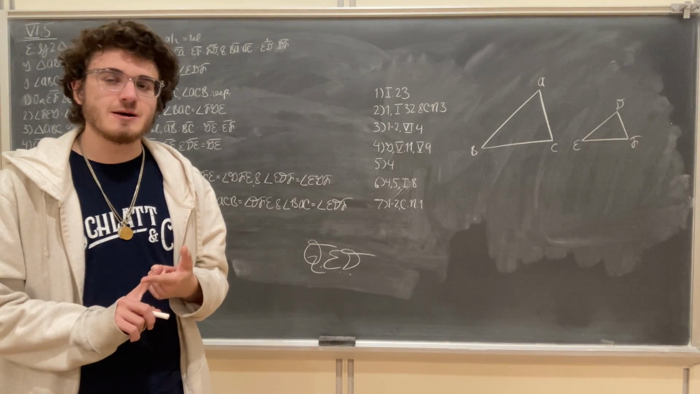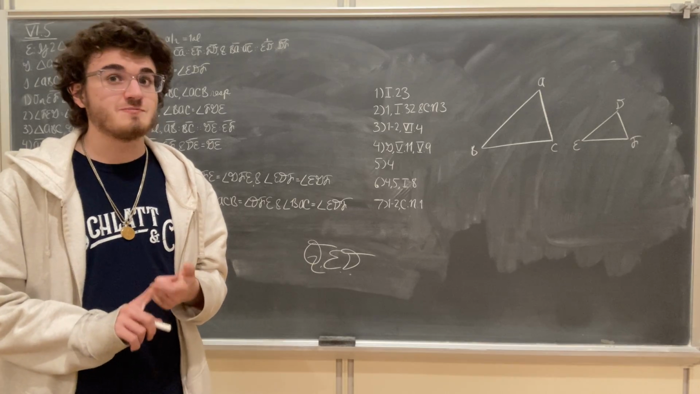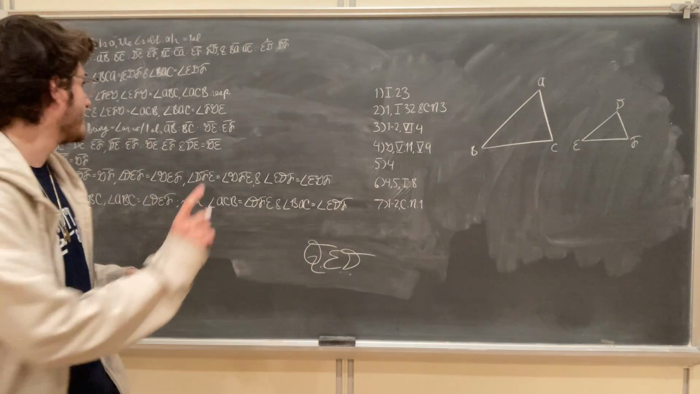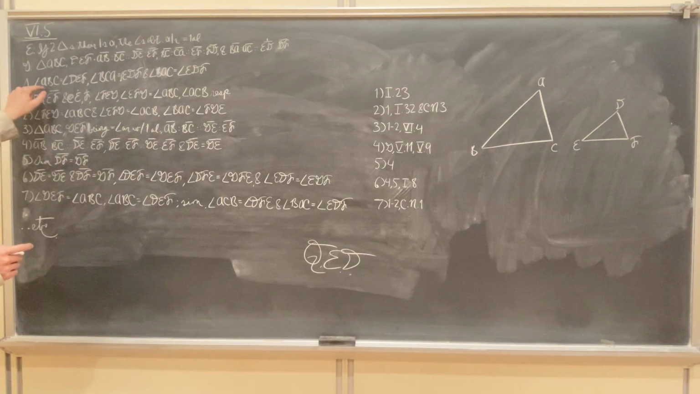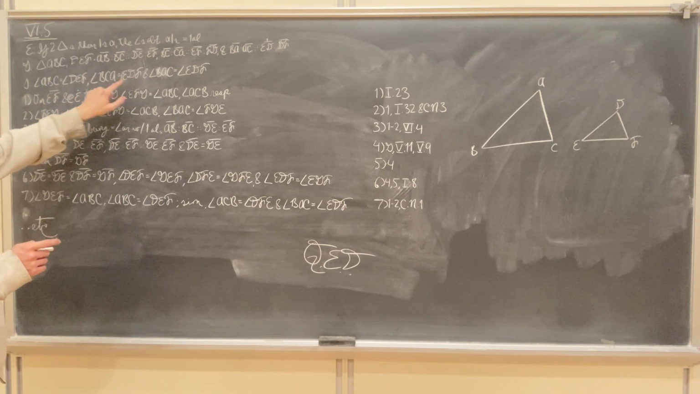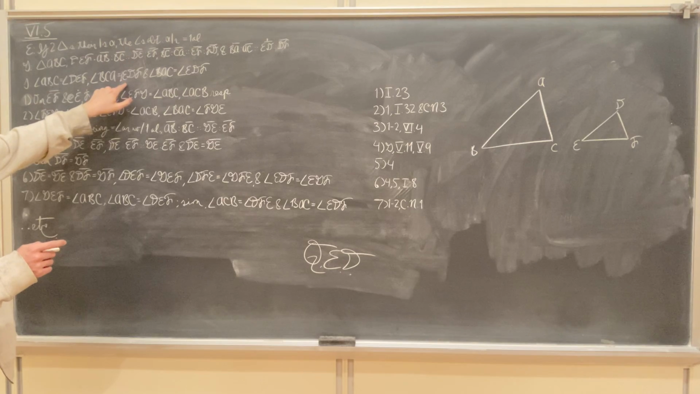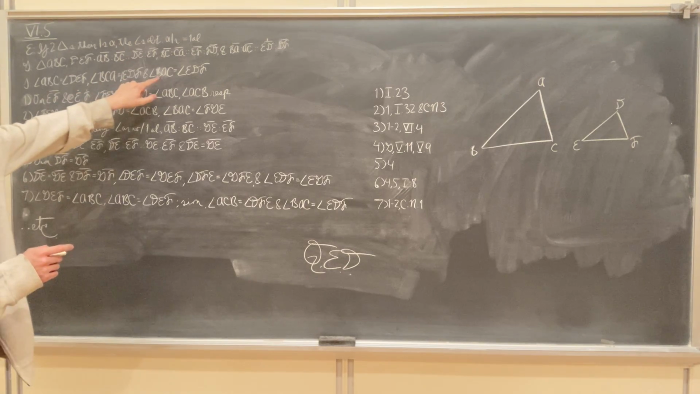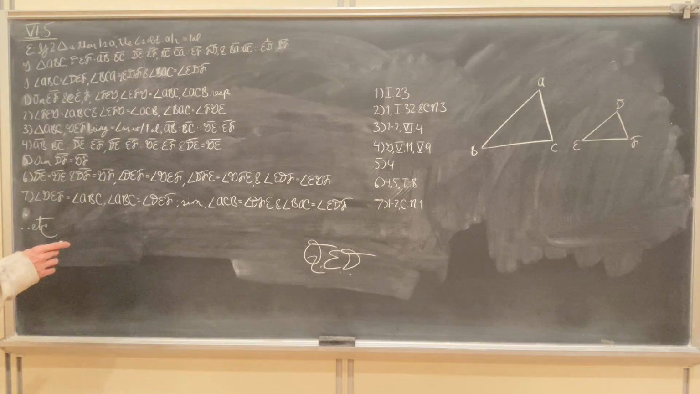And what we're going to prove from there is that these two triangles are equiangular, specifically that the angles contained by the proportional sides are going to be equal. That's going to mean that we're going to show that the angle ABC is equal to the angle DEF, that the angle BCA is equal to the angle EFD, and finally that the angle BAC is equal to the angle EDF.